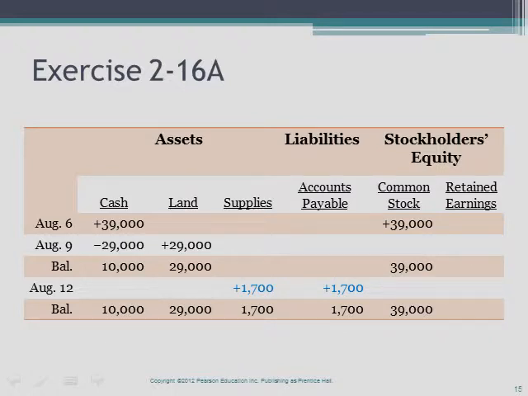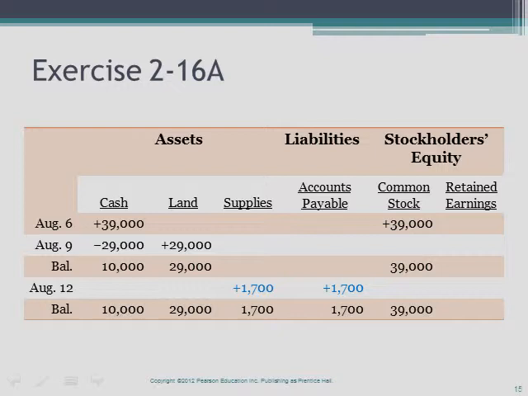On August 12th, the business purchased medical supplies for $1,700 on account. That means they created an accounts receivable on the vendor side and created an accounts payable on their side. This transaction increases supplies, an asset, and increases a liability, accounts payable.